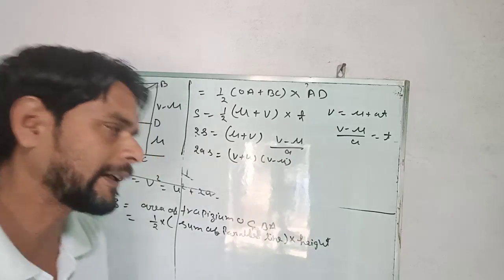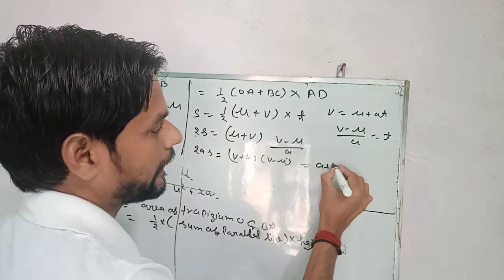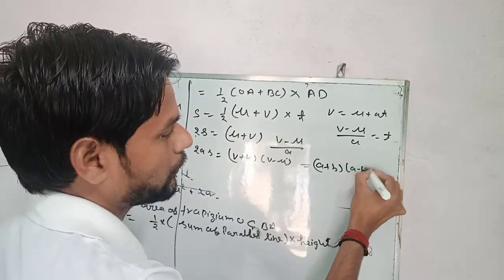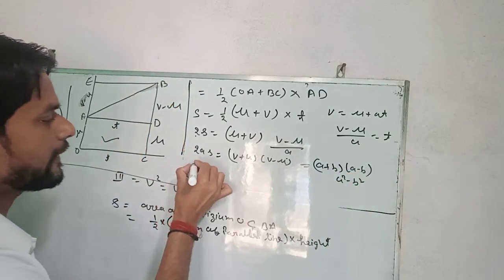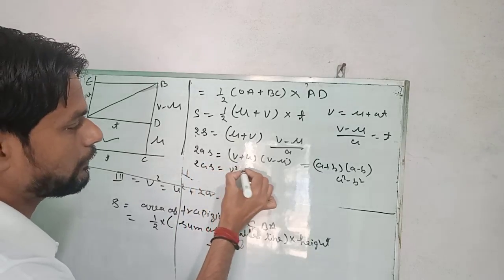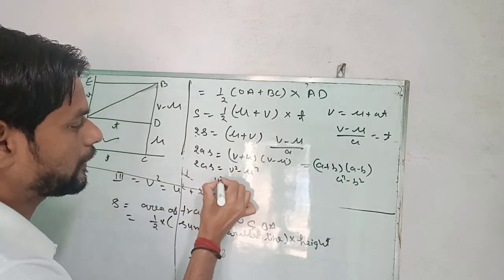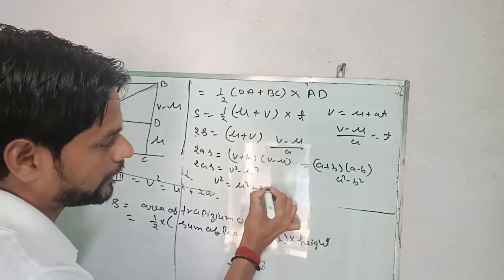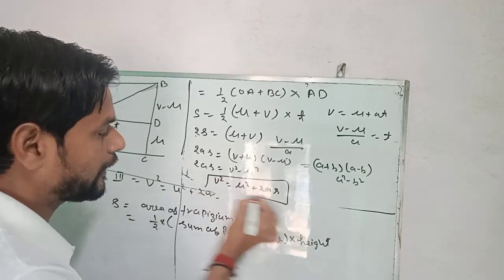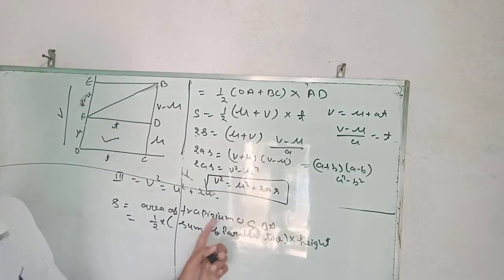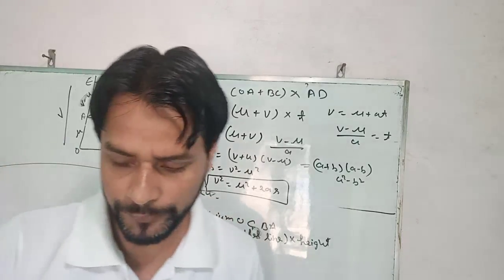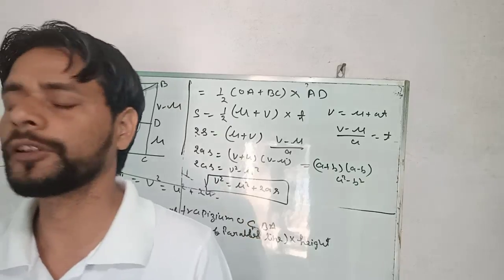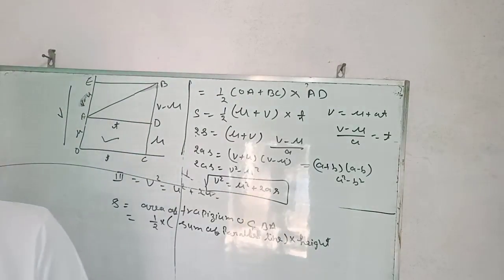By the mathematical identity, (A + B)(A − B) is equal to A² − B². So 2AS is equal to V² − U². Transferring, V² is equal to U² + 2AS, and this proves the third equation of motion. Very important, all of these equations for the SSC examination.